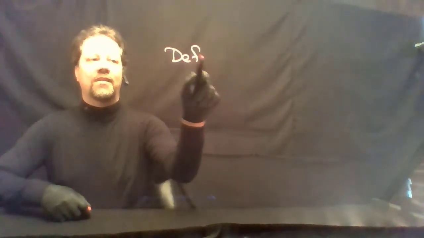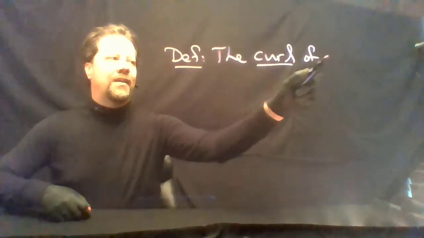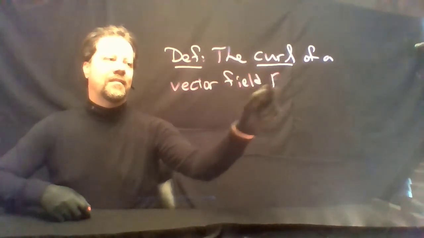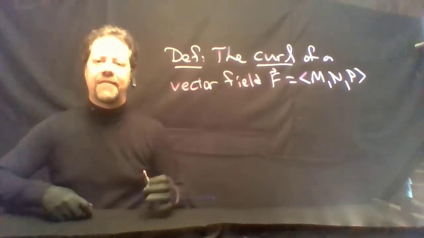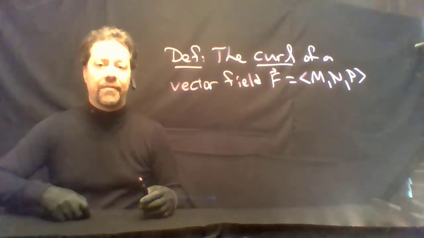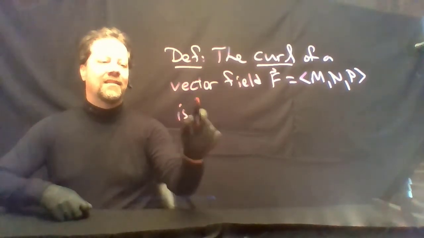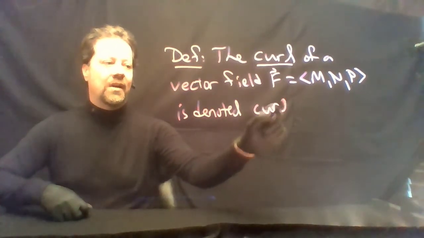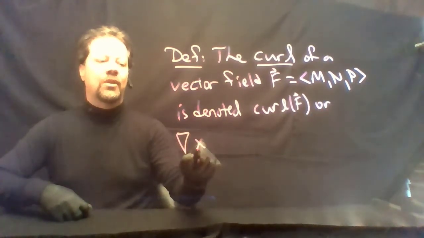There's another operation that I'd like to define. It's called the curl. The curl of a vector field M, N, P, and this particular definition only applies to vector fields in R3, because the curl is only defined in R3. First of all, it could be denoted by curl of F, but more commonly it's del cross F.